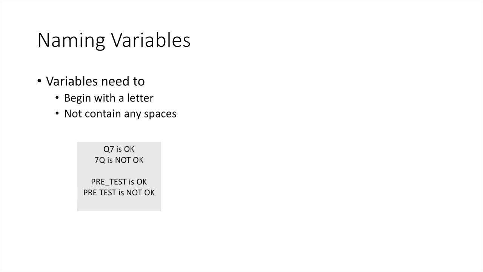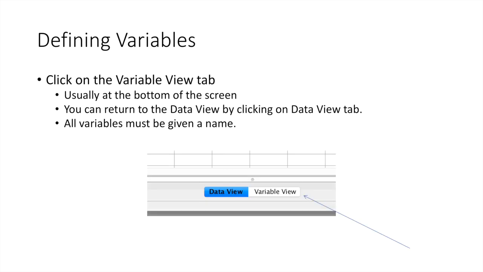Okay, so the first thing we're going to do is click on the Variable View tab, because we're going to enter in all our variables first. And the variables, again, are those ID numbers, and if they're a morning person, if they work, that kind of stuff. The Variable tab is usually at the bottom of the screen. You'll see a Data tab and a Variable tab. Click on the Variable tab, and you can return to Data View just by clicking on the Data View tab. And again, all variables must be given a name.